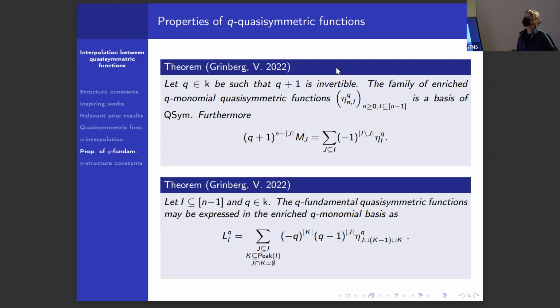For example, if we set the base ring K as the set of complex numbers, it means that the enriched Q monomials are always a basis of QSym, except for the case when Q is equal to -1, that is the degenerate case when almost all enriched Q monomials are equal to 0. So we also have a nice expression of the previously defined Q fundamental quasisymmetric function in this new basis of enriched Q monomials, as you can see here.